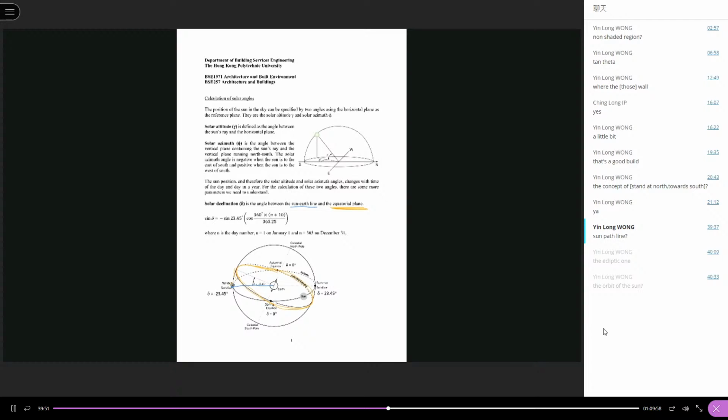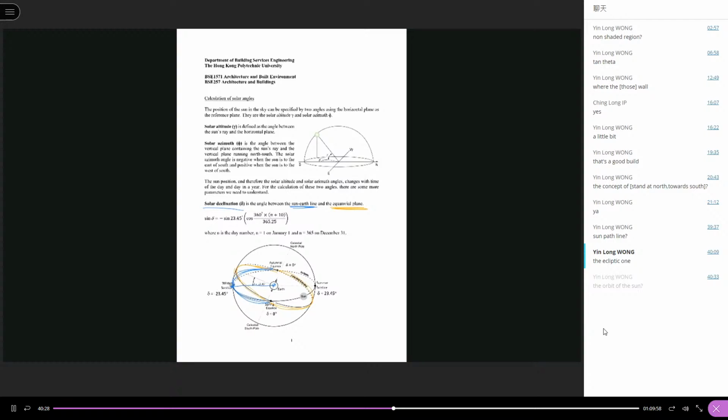Sun path. So for the sun path, it will be this one. Okay, this is the sun path. But this line is the line joining the sun and the earth. So the solar declination is the angle between the ecliptic. The ecliptic is the orbit, right? So this line is like the orbit.